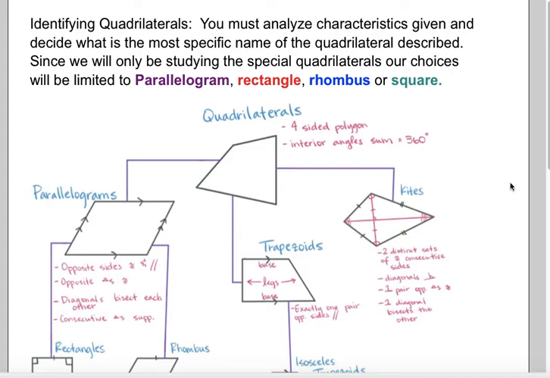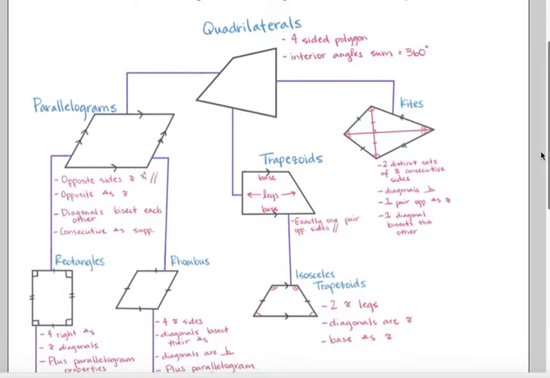For this video, we are going to be looking at identifying the types of quadrilaterals based off of their characteristics. You must analyze the characteristics given and decide what's the most specific name of the quadrilateral described. We're only studying parallelograms right now, so our options are only parallelogram, rectangle, rhombus, or square. Keep in mind that you are thinking your way through this family chart.